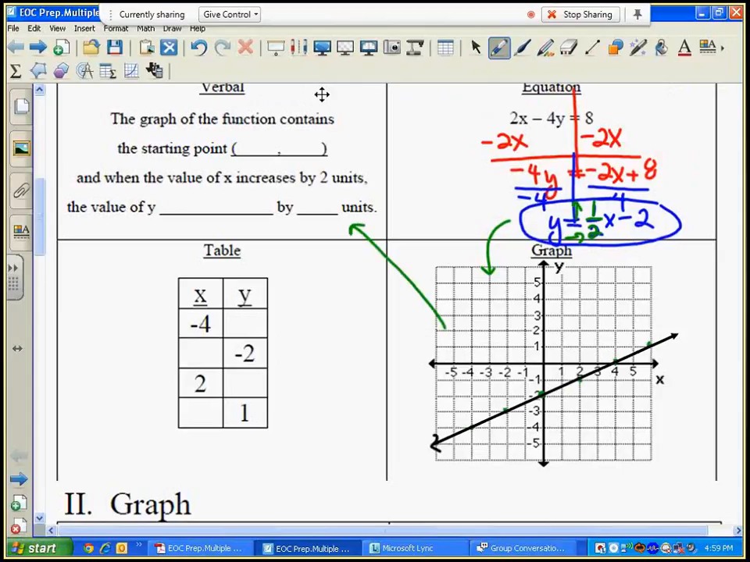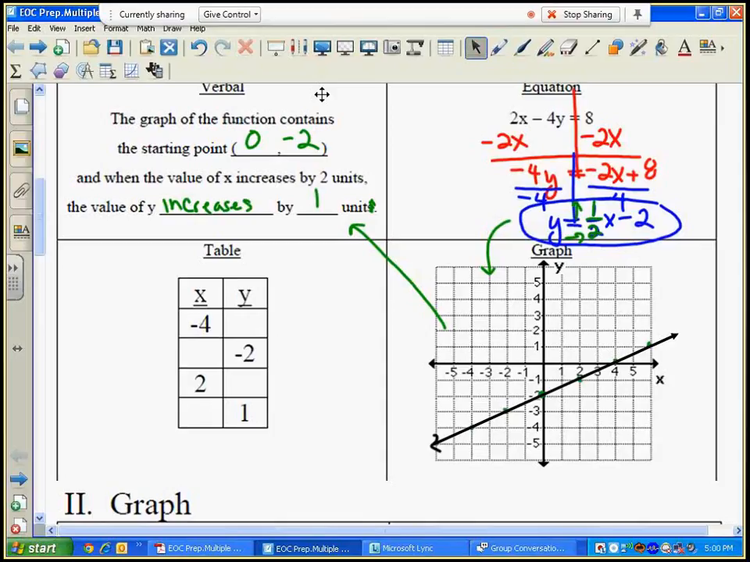Basically, I'll just talk about what we just did with our graph. The graph of the function contains the starting point 0, negative 2. All right, so we're going to start at 0, negative 2. That's exactly where we made our first dot. And when the value of x increases by 2, in other words, when we go right by 2, the value of y increases by 1 unit. In other words, we go up by 1. Okay? All right, let's think about the table.